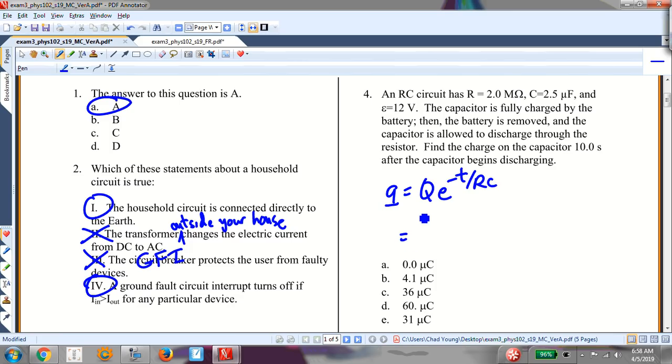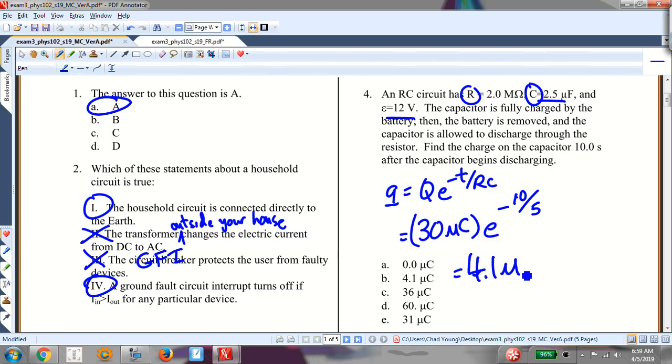Big Q is C times V. That's 2.5 times 12, which is equal to 30 microcoulombs. I multiplied these two numbers to get that, times e to the minus 10 divided by R times C, that's 10 divided by 5, and that's e to the minus 2, and so that's equal to 4.1 microcoulombs. B is the right answer.